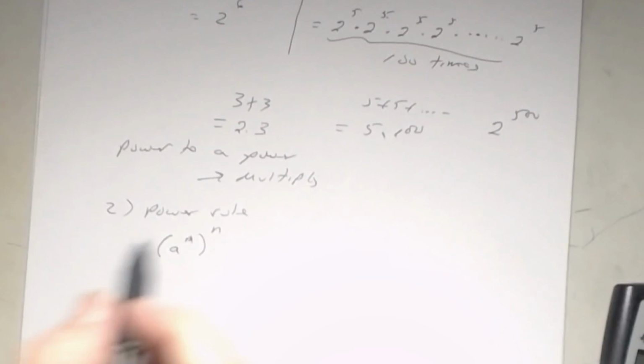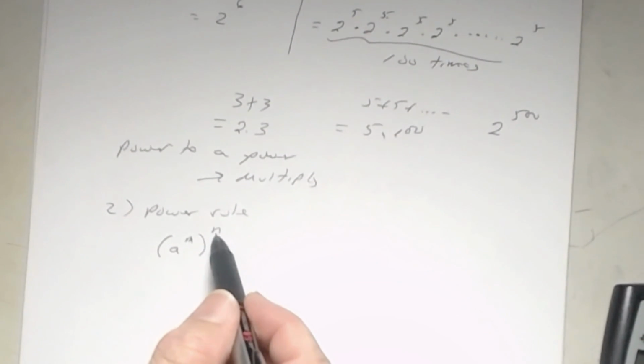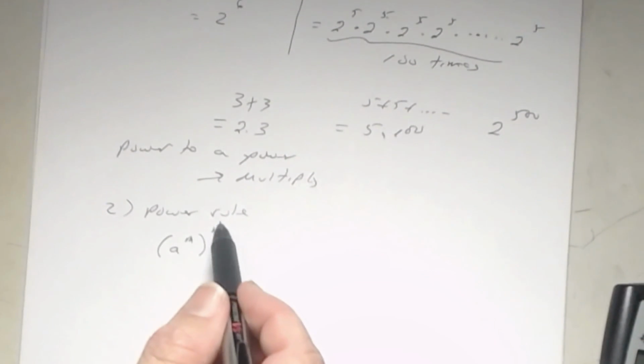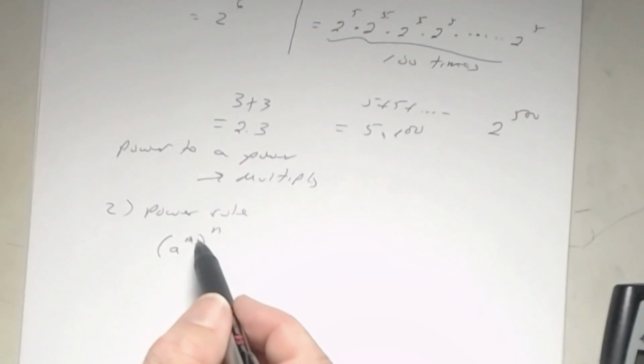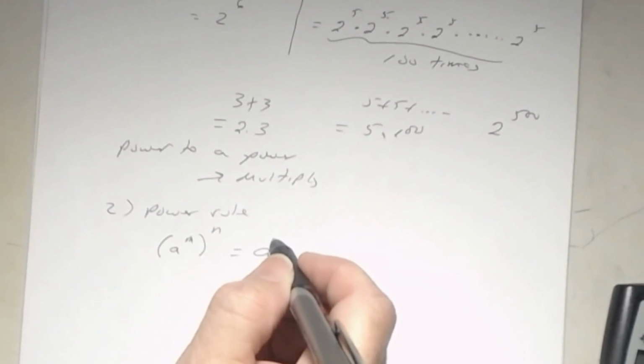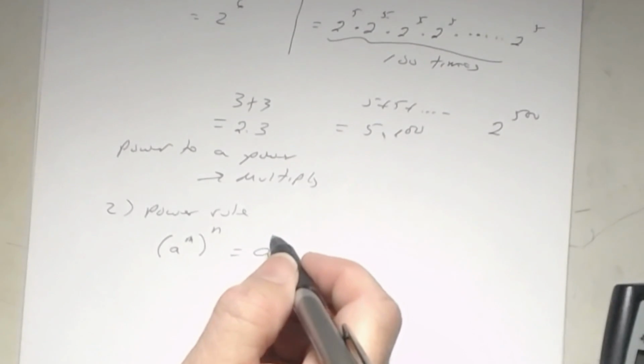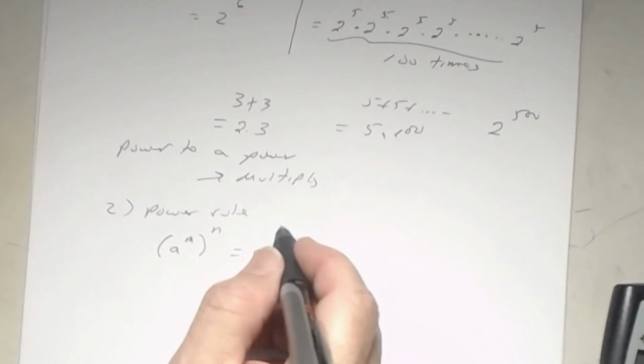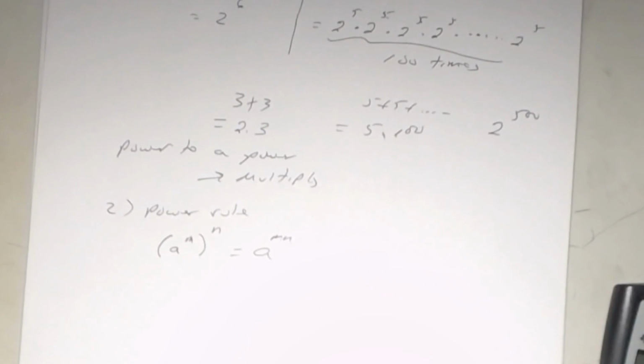So notice I have a power raised to a power, right? So what do I do to those exponents? So that's going to be a to what power? M, N, or N, M, it doesn't matter, but let's put it in alphabetical order. So M times N. All right, so remember the first rule, you added the exponents. In this rule, you do what to those exponents? Multiply. All right, so now let's look at some problems dealing with this.